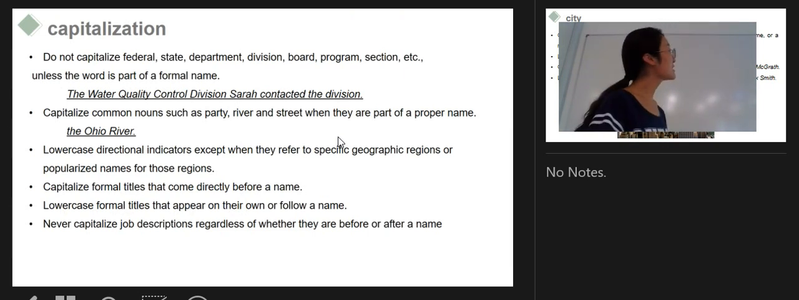Do not capitalize state, department, division, board, program, section, unless the word is part of the formal name, such as the Water Quality Control Division server contacted the division. Capitalize common nouns such as party, river, and street when they are part of the proper name, and lowercase directional indicators except when they refer to specific geographic regions or popularized names for those regions, and capitalize formal titles that come directly before a name. Lowercase formal titles that appear on their own or follow a name, and never capitalize job descriptions regardless whether they are before or after a name.